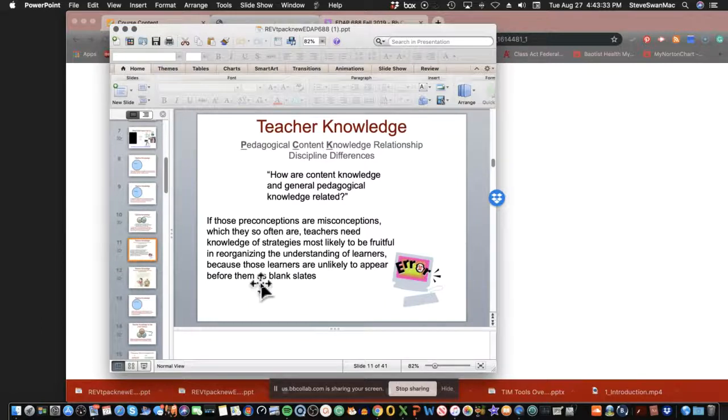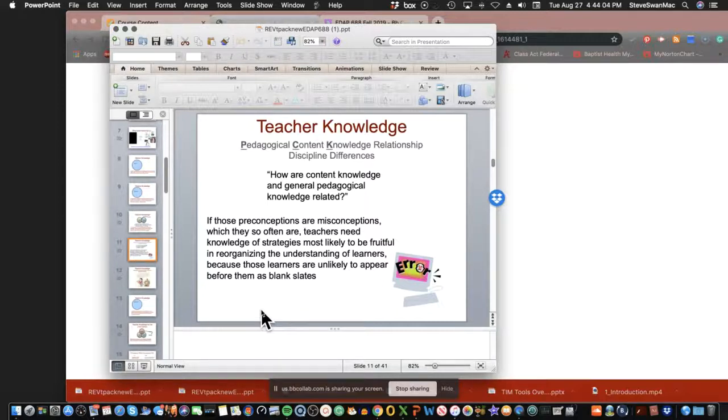If there are preconceptions that are misconceptions, which they so often are, this is what Shulman wrote: Teachers need knowledge of strategies most likely to be fruitful in recognizing and reorganizing the understanding of learners, because those learners are unlikely to appear before them as blank slates. Here's what it means. Someone comes into your classroom and they have a misconception or the wrong idea about what you're trying to teach.